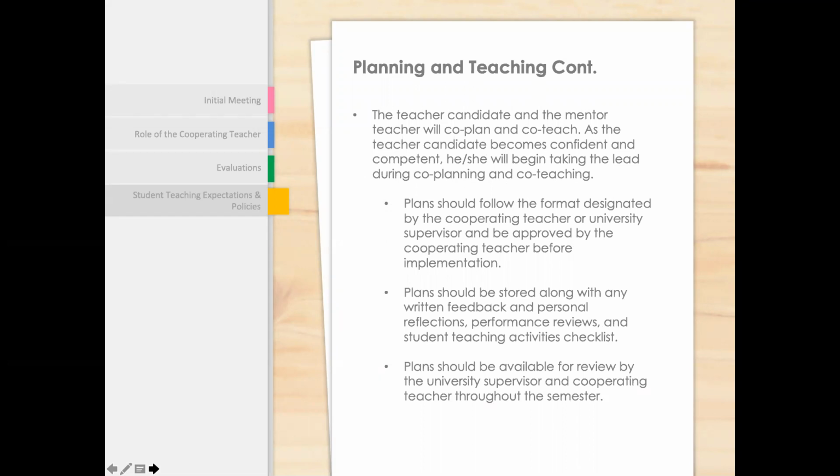This slide tells you about co-planning and co-teaching. I'll just give you a few minutes to read it.